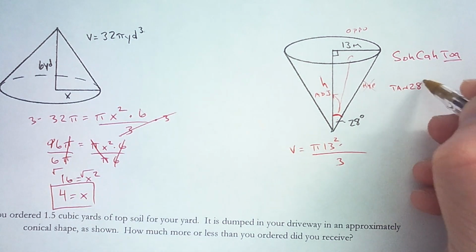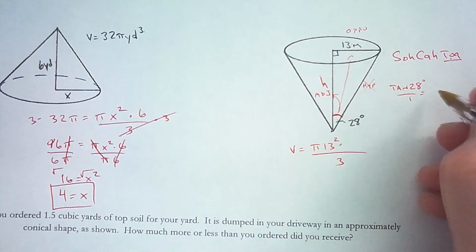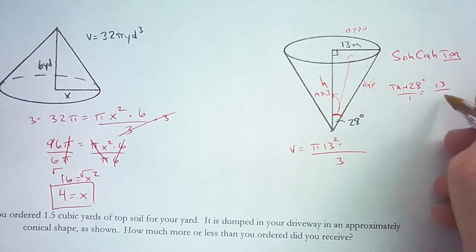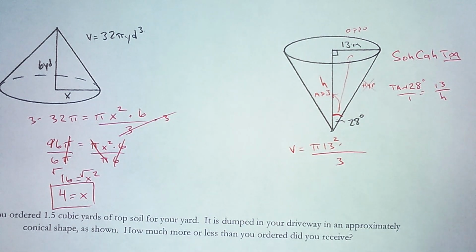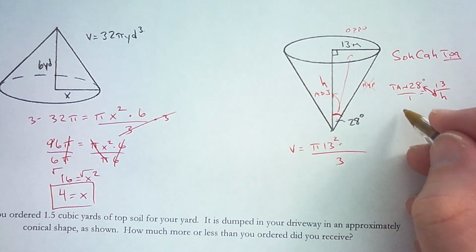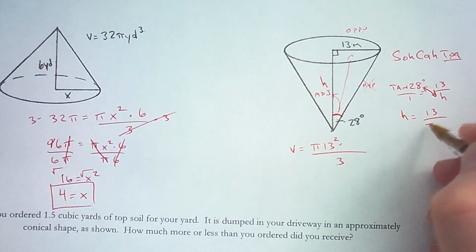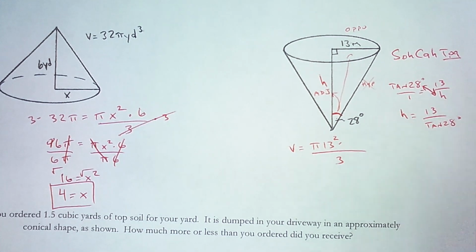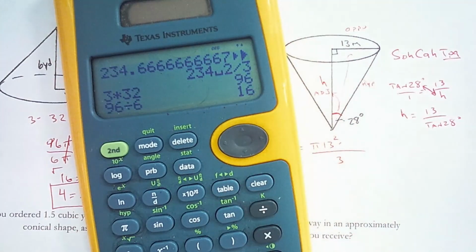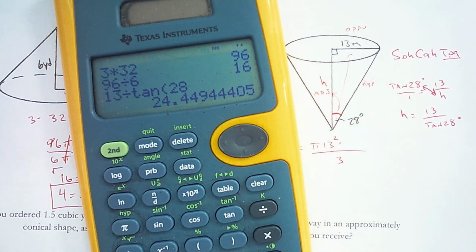So tangent 28 degrees is to 1, as opposite is to adjacent. Opposite leg 13 is to adjacent leg h. In a proportion, I can always switch diagonally. So I get h over 1, which is just h, equals 13 over tangent 28 degrees. So 13 divided by tangent 28 is 24.45.